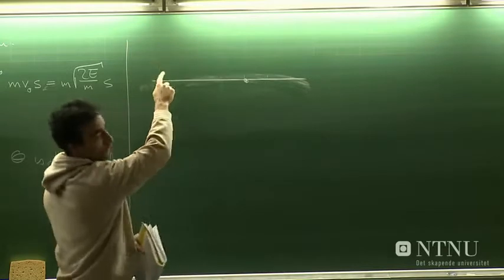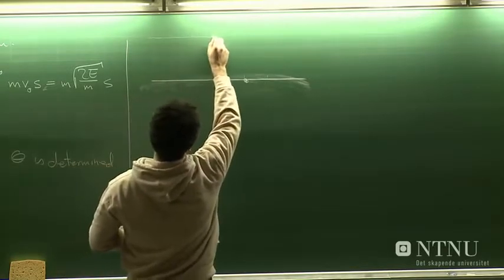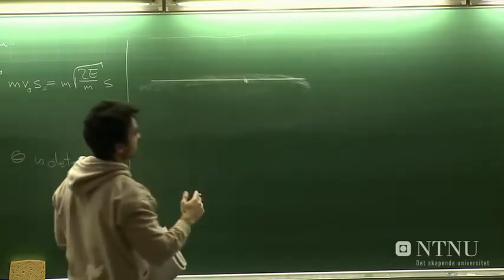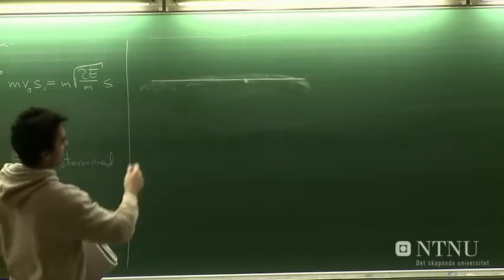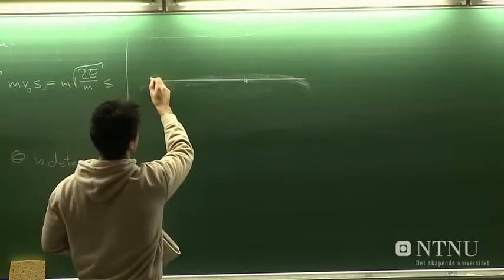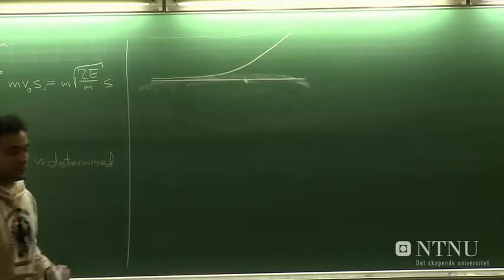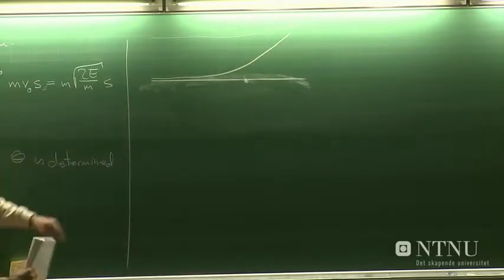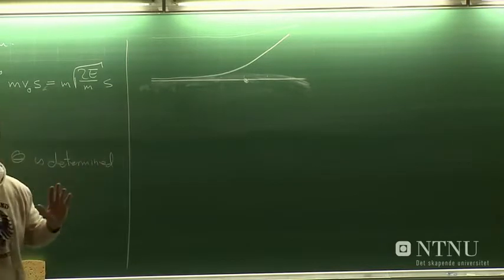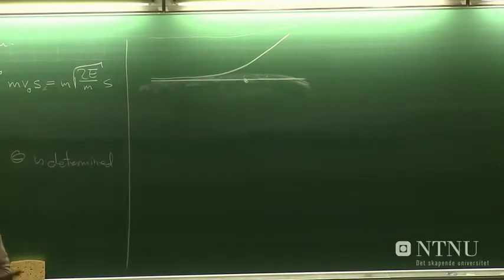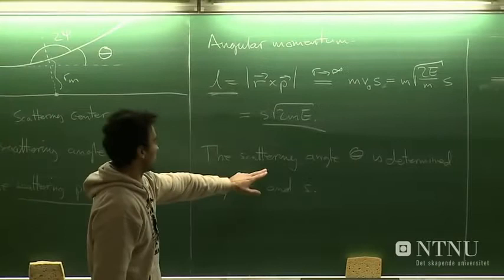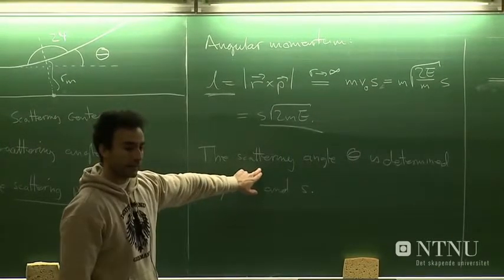So let's say they're incoming here. They might just be slightly deflected. But if they're incoming here, it would probably look something more like this. So S will determine what the scattering angle will be.